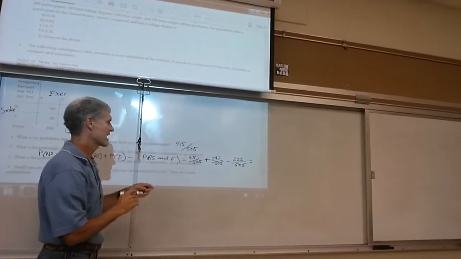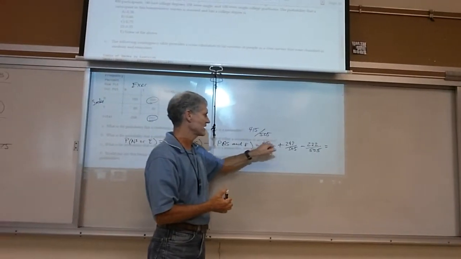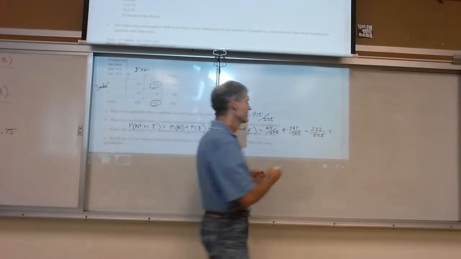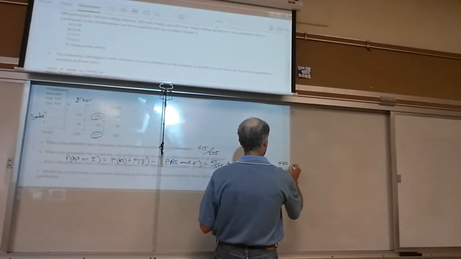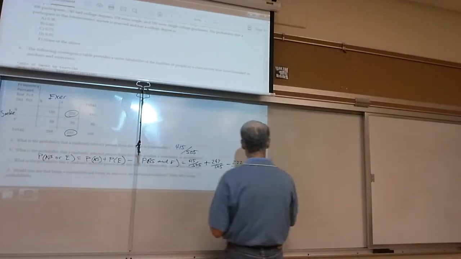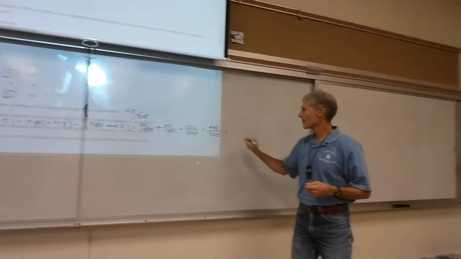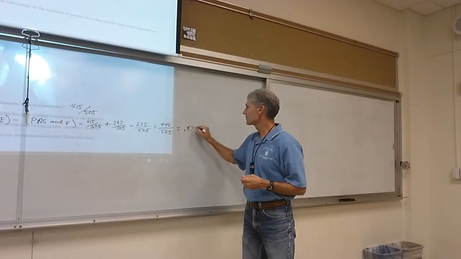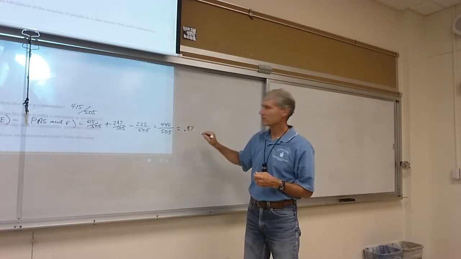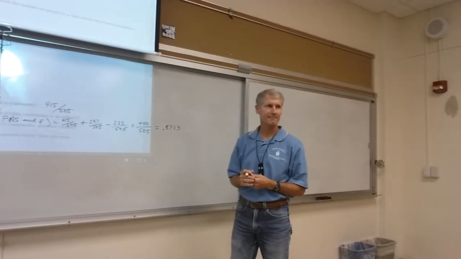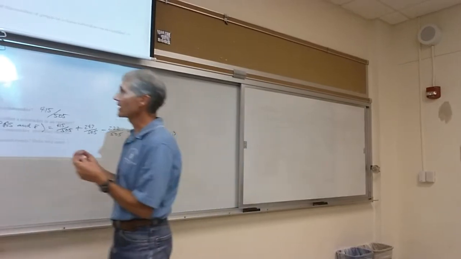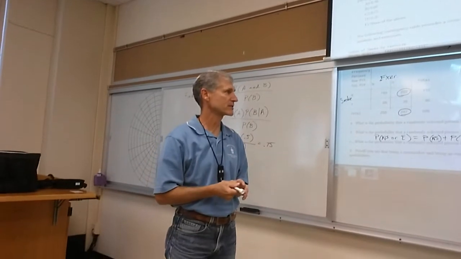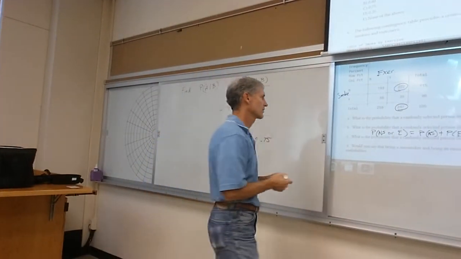So what is that as a fraction? Somebody do that math for me. 415 plus 247 minus 222. 440? So as a fraction, that's 440 out of 505. And then what is that as a decimal? 0.8713. So 87% of the people in this table are either non-smokers or exercisers. One way to think of it.